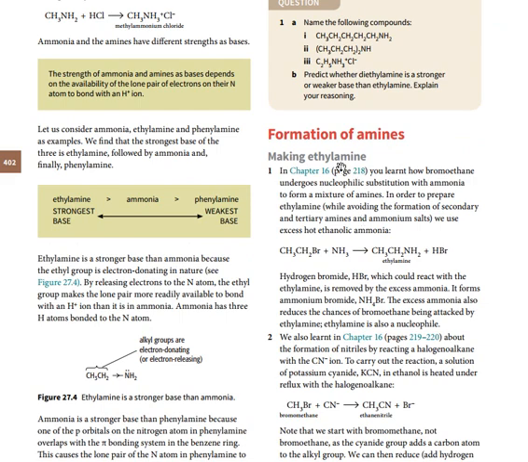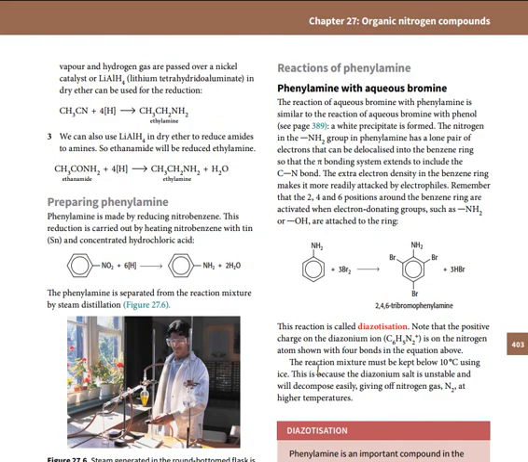So now in the formation of amines, how do we make amines? We can make amines from a halogenoalkane by reacting the halogenoalkane like that. So we are going to have the loss of hydrogen and loss of bromine. So this is going to be formed. Ethylamine is going to be formed.